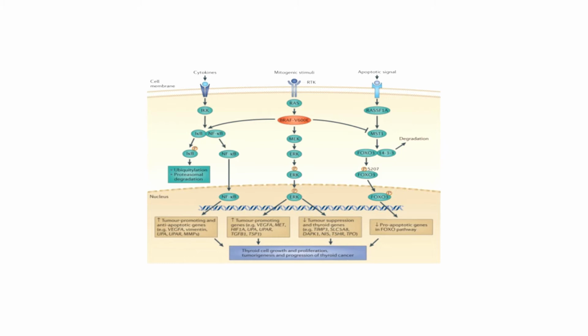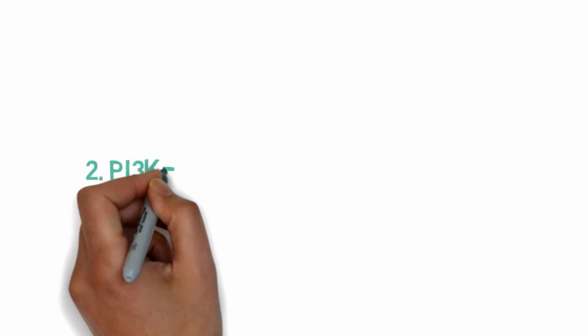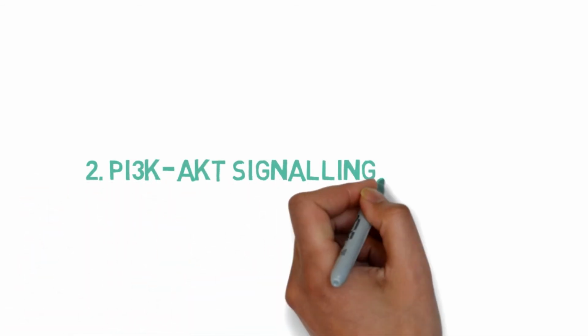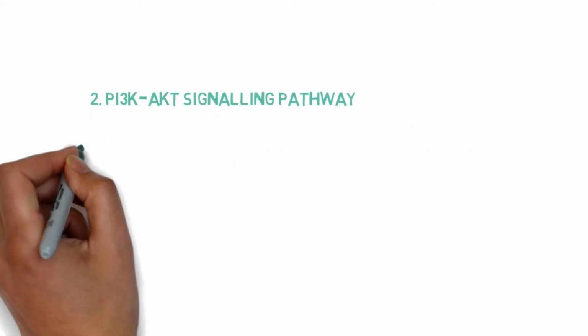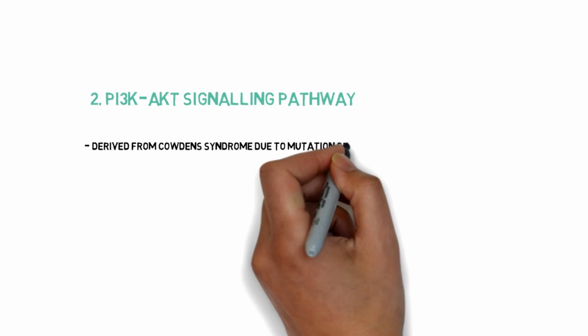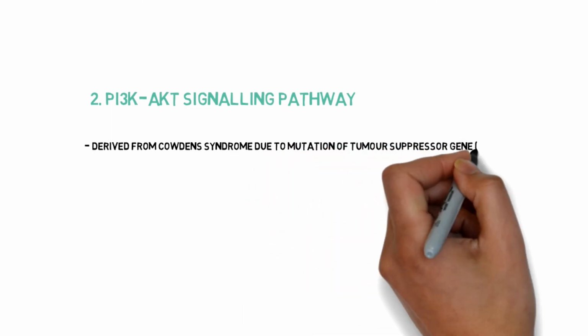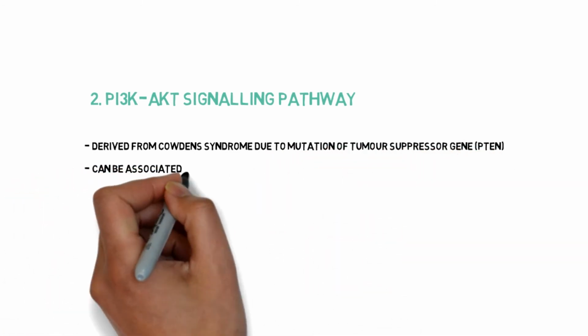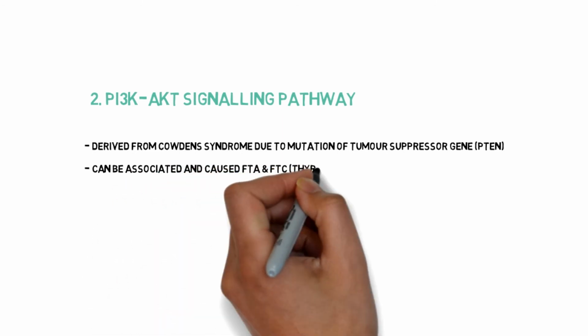ERK is activated by phosphorylation and enters the nucleus, where it upregulates tumor-promoting genes and downregulates tumor suppressor genes, as well as thyroid iodide handling genes, which finally leads to progression of thyroid cancer. The second altered signaling pathway involved in thyroid cancer is the PI3K-AKT signaling pathway. This pathway was found and derived from Cowden syndrome due to mutations of the tumor suppressor gene called PTEN. This altered pathway can be associated with and cause FTA and FTC thyroid cancers.